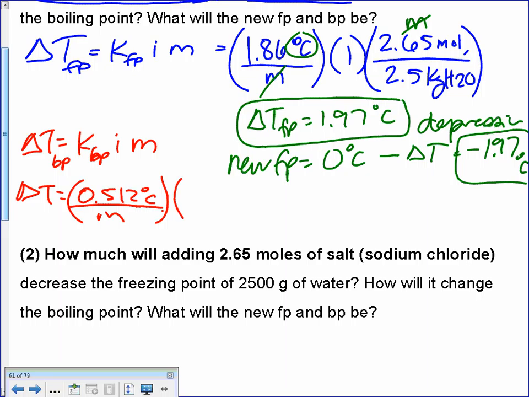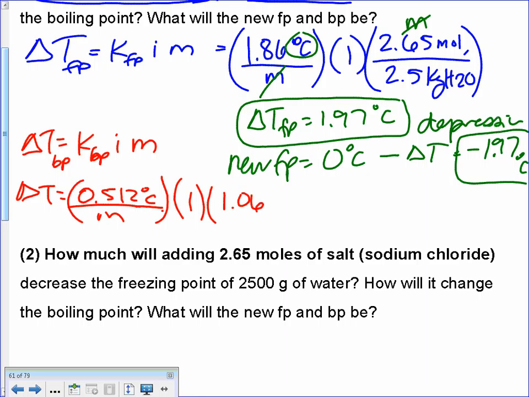i value, 1 again. Molality, same. It doesn't matter because, like I said, it's dependent upon the number of particles. And we're talking about the same scenario, so nothing else is changing here. What was that divided by that? 1.06?